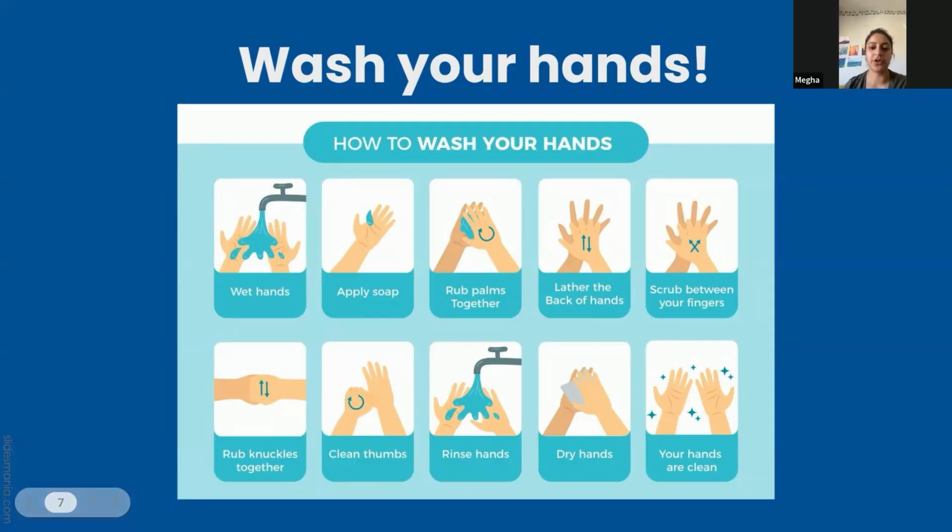So really making sure you are rubbing your palms together, putting your fingers through your fingers. I feel like with kids, I'll be trying to make an octopus and encouraging them to do that, in that way of really getting in between the fingers and rubbing knuckles together and cleaning thumbs, and then rinsing your hands and drying them in a clean way.